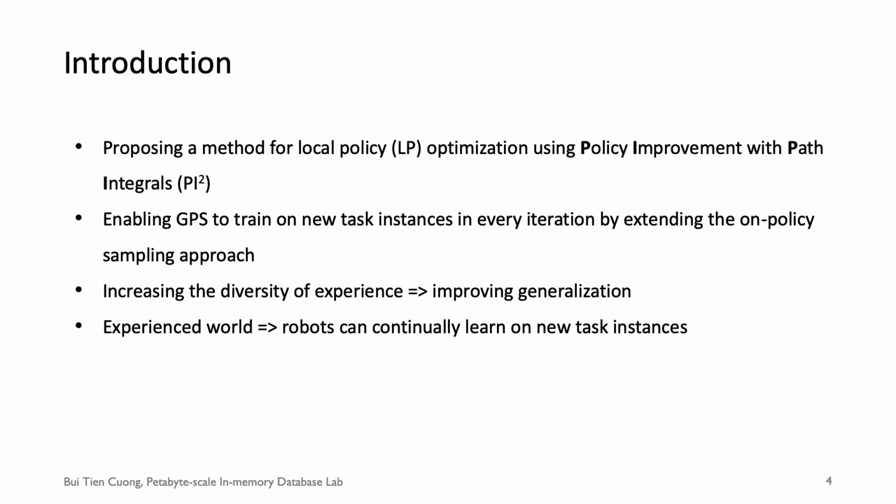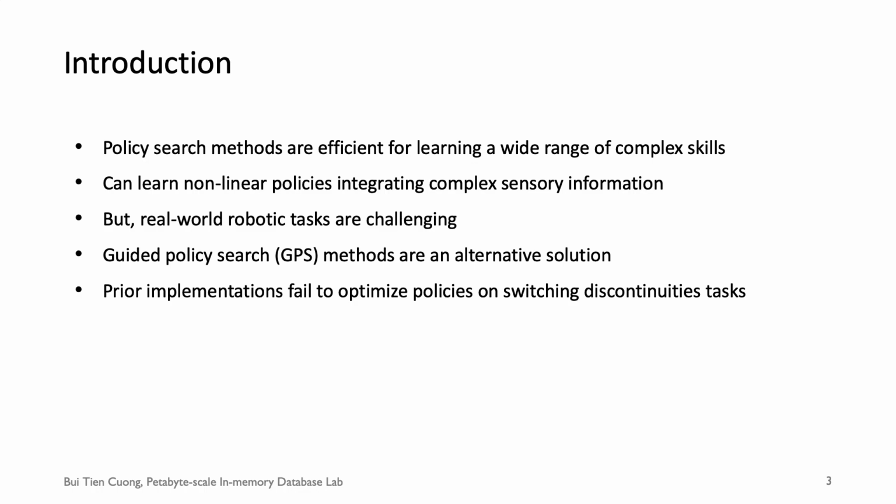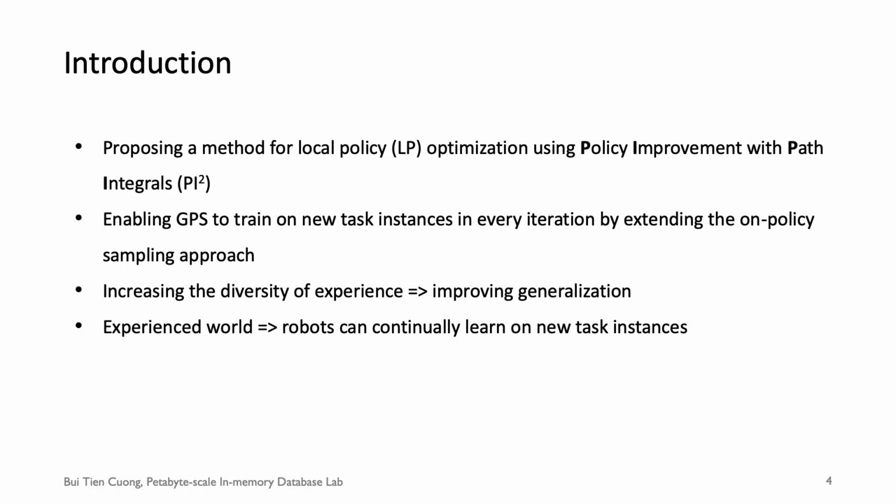pick-and-place objects. In the paper, the author proposed a novel method for local policy optimization using policy improvement with path integral, or P-squared. I denote local policy as LP for brevity. This method enables GPS to train on new task instances in every iteration by extending the on-policy sampling approach proposed in a recent paper named MDGPS.